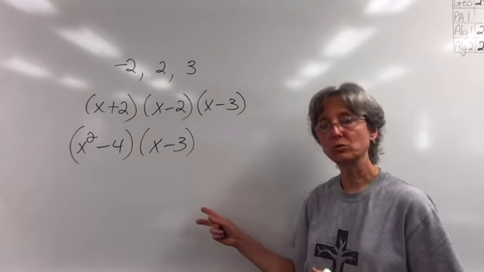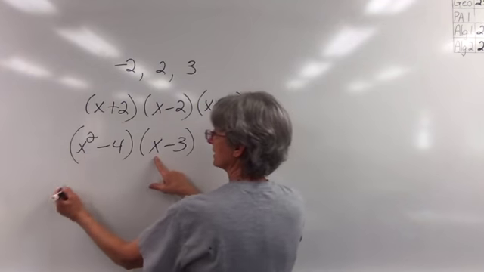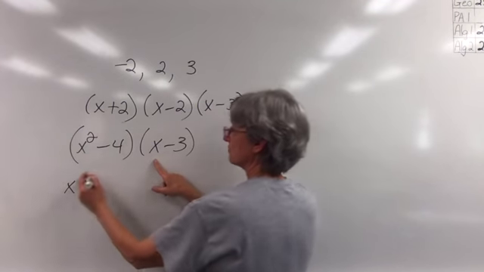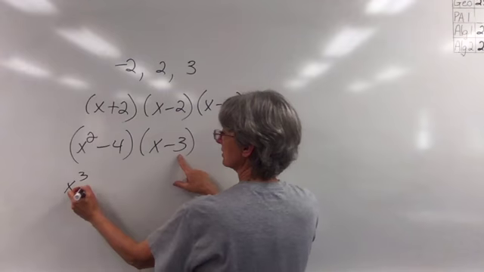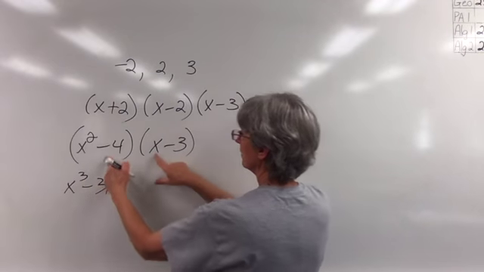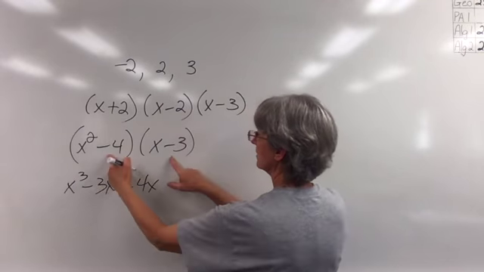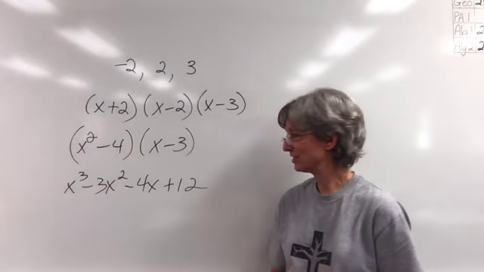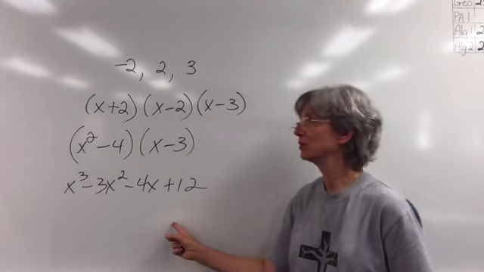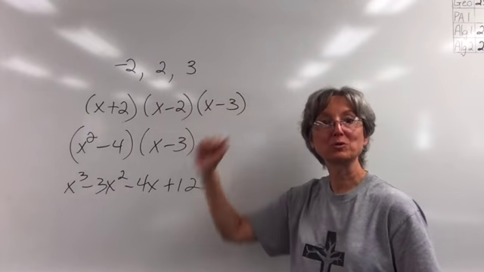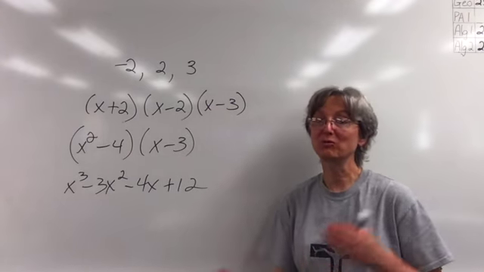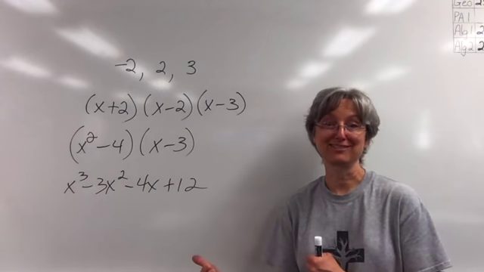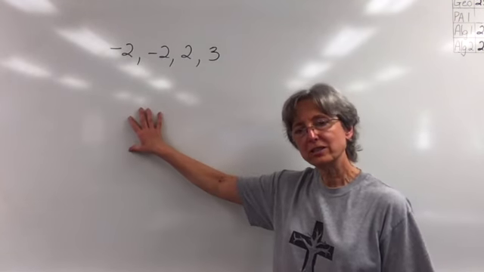I'll walk through this one with you. x squared times x is x cubed. This is minus 3x squared minus 4x and positive 12. And there is your cubic polynomial with those zeros. Pretty cool. You just went forwards and backwards. Neat. Here's a similar problem.